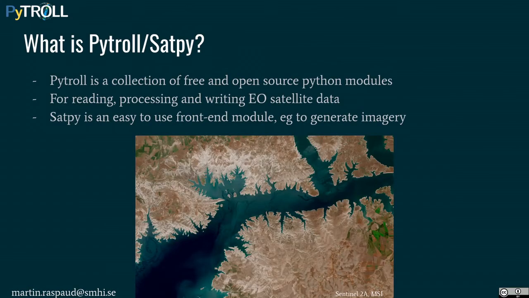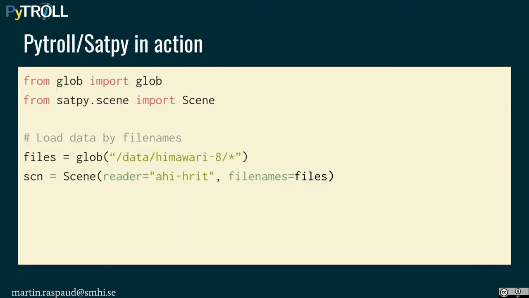So first of all, what is Pytroll Satpy? Pytroll is a collection of free and open source Python modules for reading, processing and writing Earth observation satellite data. Satpy is an easy-to-use front-end module that is used, for example, to generate imagery or other kind of products derived from lower-level satellite data. Jumping right into the action, we show how we can program in Python using the Satpy library to generate some satellite imagery.